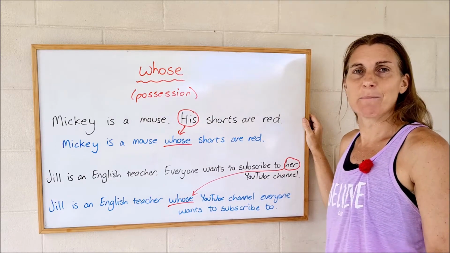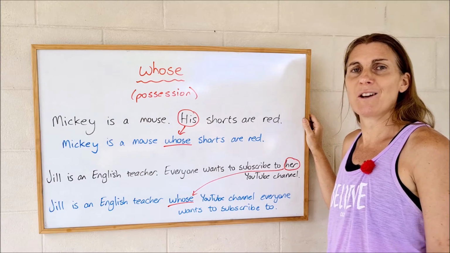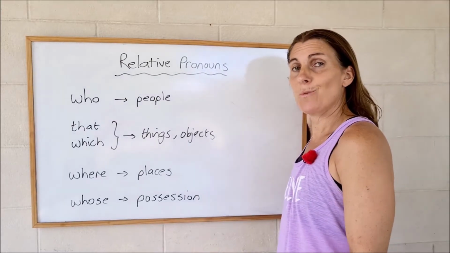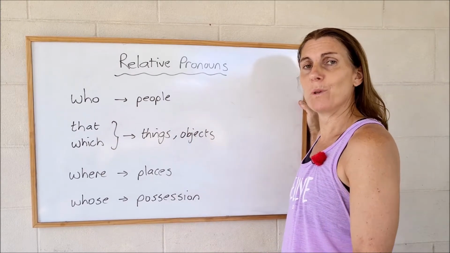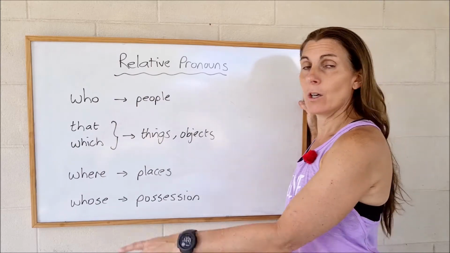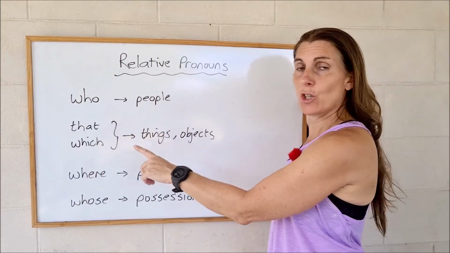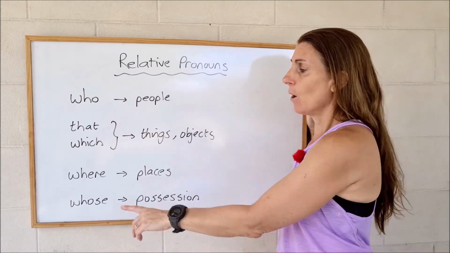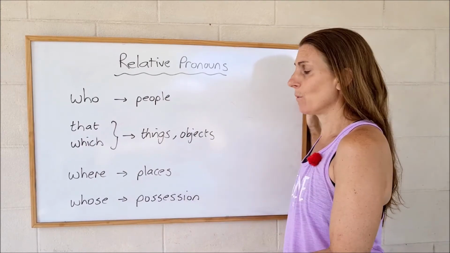Okay, let's look at some examples and see if you can work out which relative pronoun to use for each one. So let's just recap before we start our relative pronouns and when we use each one. Who we use for people. That or which we use for things or objects. Where we use for places. And whose we use for possession.